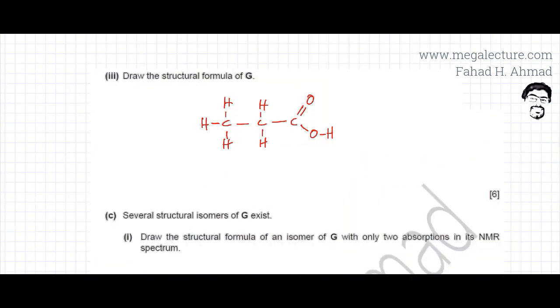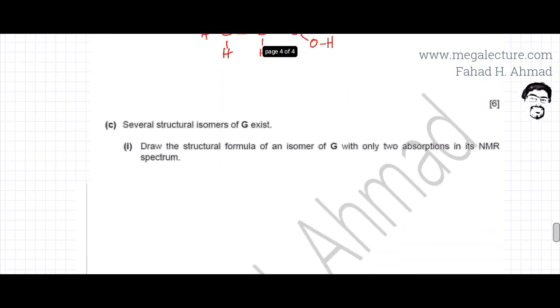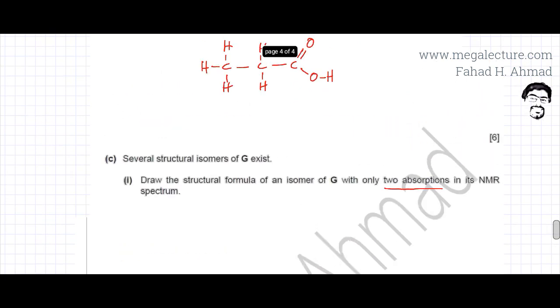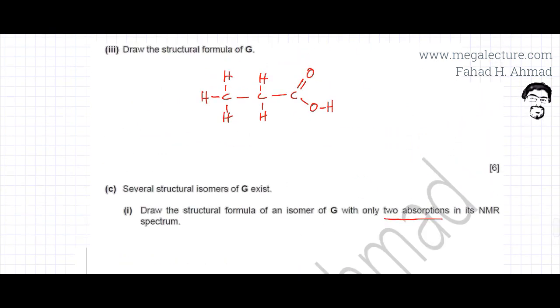In the next part of the question, you're being asked to draw the structural formula of G, which we have already figured out. So let's move to the next part. There are several structural isomers of G that exist, and you're supposed to draw the structural formula of an isomer of G with only two absorptions in its NMR spectrum. What two absorptions indicate is that there are going to be only two chemical environments. So let's have a look at G.